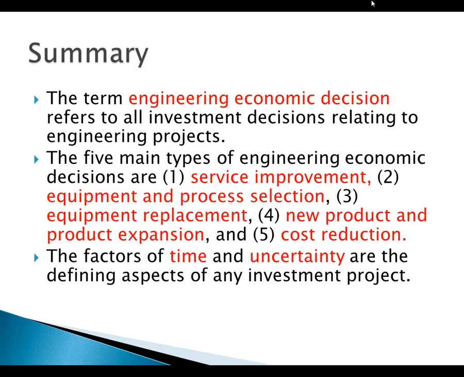So in summary, the term engineering economic decision refers to all investment decisions relating to engineering projects. And the five main types of engineering economic decisions are service improvement, equipment and process selection, equipment replacement, new product and product expansion, and cost reduction. The factors of time and uncertainty are the defining aspects of any investment project.